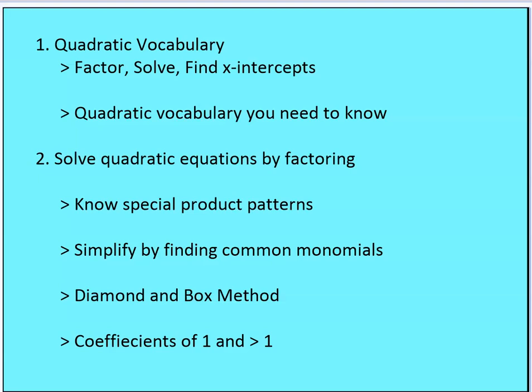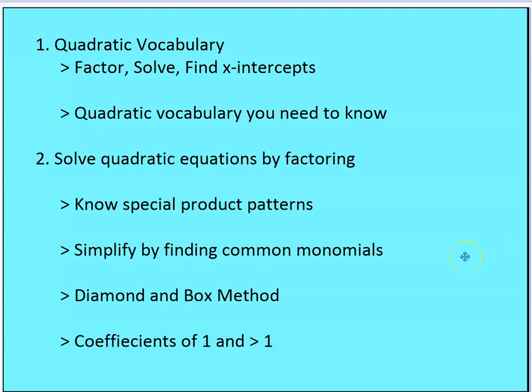Talking about quadratic vocabulary, you need to know the difference between factoring, solving, and finding the x-intercepts. On a test, I'm going to ask you to do one of these three, and if you give me the answer for one of the other two, then it's going to be incorrect. There are lots of terms in discussing quadratics, which we've already started.